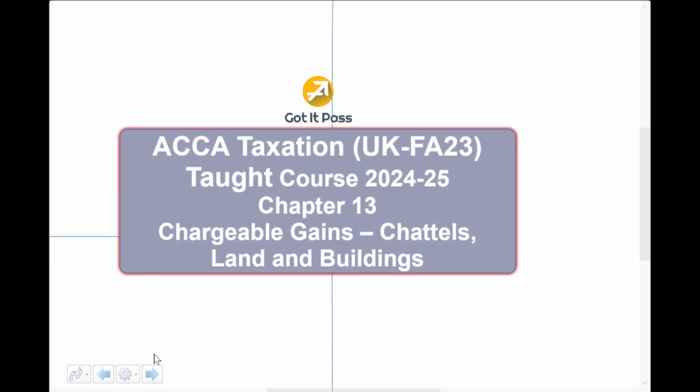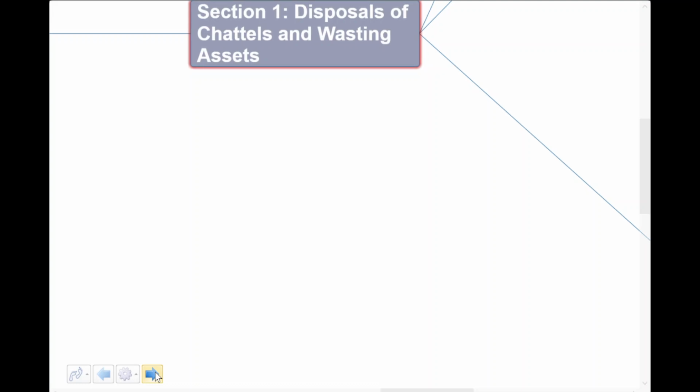So we move into our second chapter on CGT, chargeable gains, chattels, land and buildings. Now in this particular chapter we build on the first chapter, chapter 12, basic principles, and we talk specifically about these assets. In other words, these assets have specific rules where they are disposed of. Nothing overly complex, but we need to do our question practice to get up to speed.